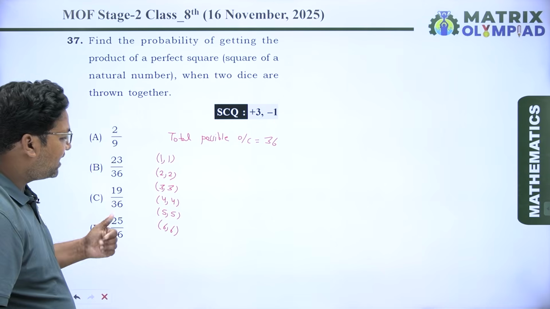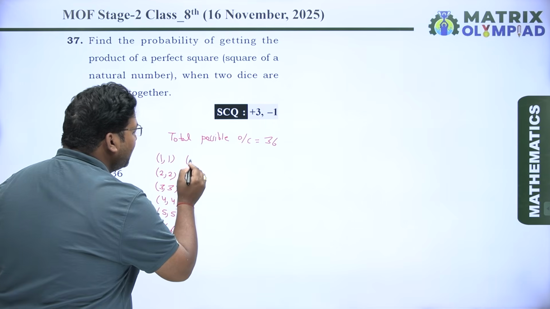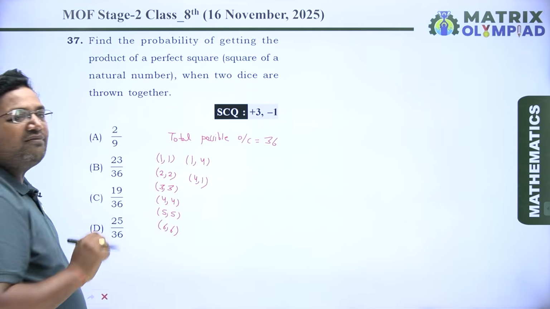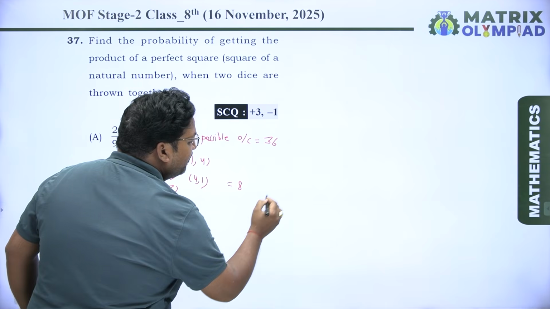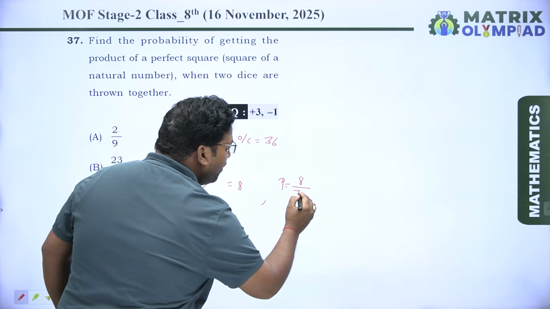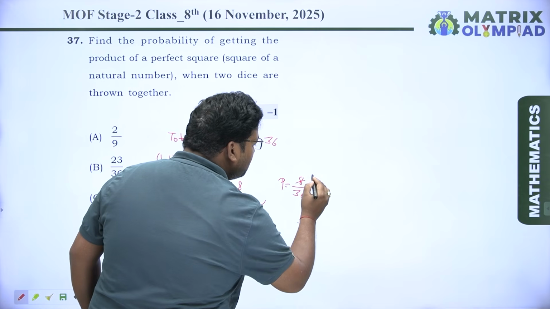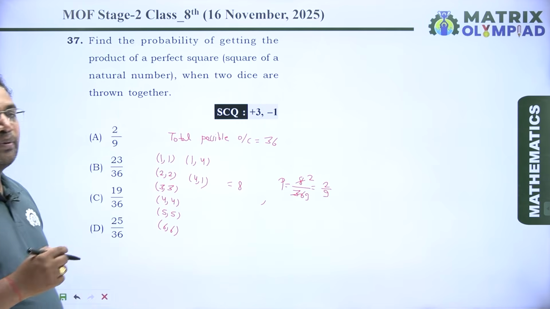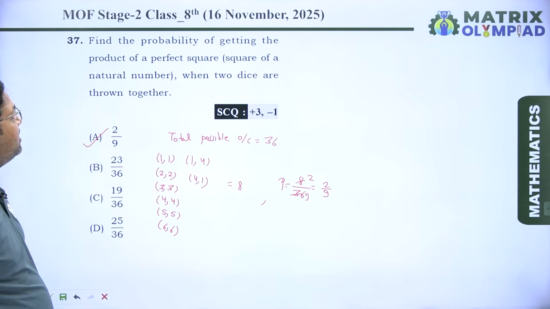6 favorable outcomes are these. Another, we get the perfect square number like 1, 4 and 4, 1. So the total favorable outcomes to getting a perfect square number are 8. So the probability for this is favorable outcomes 8 upon total outcomes 36. Both numbers are divisible by 4. 4 2s are 8, 4 9s are 36. So it is 2 by 9. So the probability for this is 2 upon 9, which is in option A. So option A is the right answer.